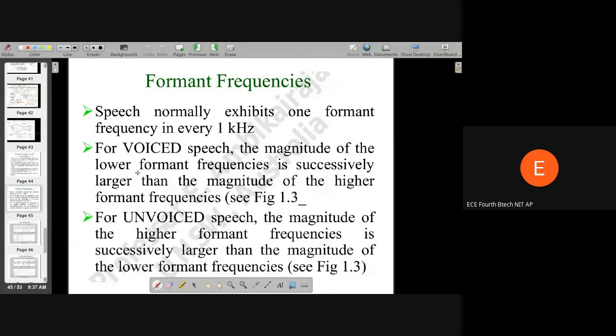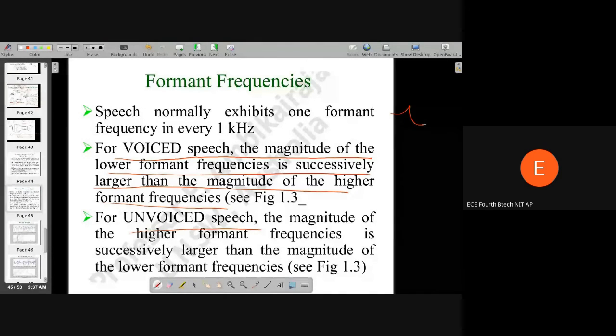For voiced speech, I talked about it in the previous lecture. The magnitude of the lower formants is successively larger than the magnitude of the higher formants. But for unvoiced speech, the opposite happens. For voiced speech, the lower frequency formants have high energy. For unvoiced speech, the higher frequency formants have higher energy. Please keep that in mind, because that will change the way the vocal tract system parameters will be found.